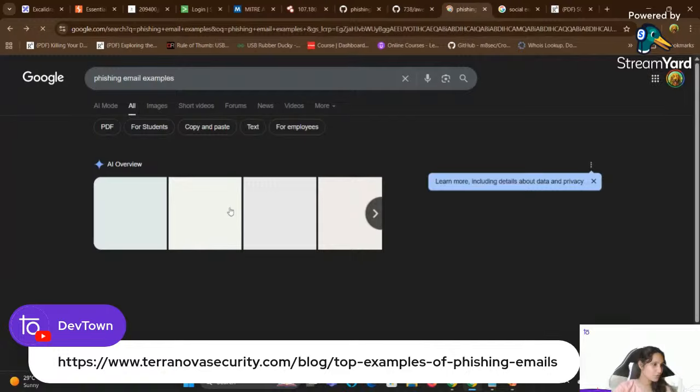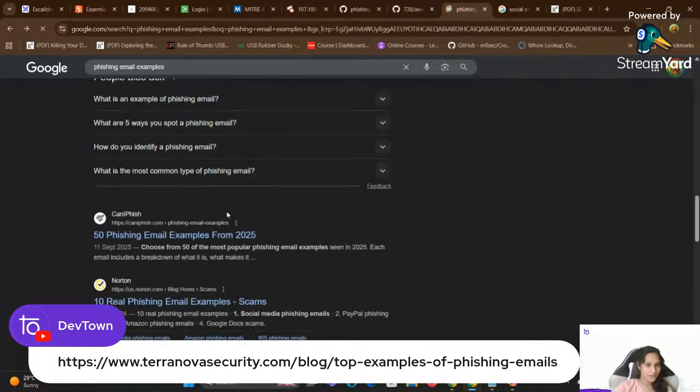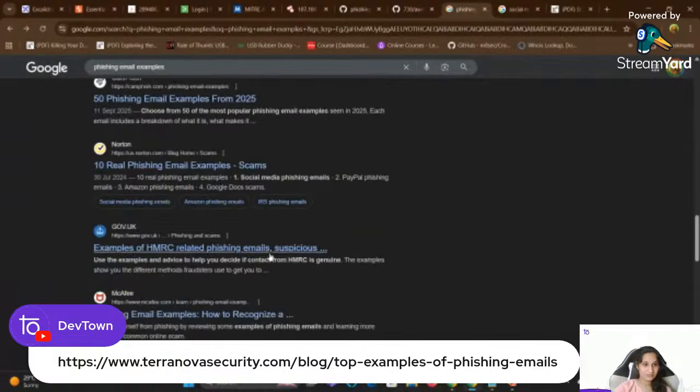So these are some of the phishing email examples, guys, that you can look for. You can see there are actually 50 phishing email examples, but I don't think that I should be going over this particular stuff. You can see this also, 10 real phishing email example scams. Let's see over this, then we'll be heading on.